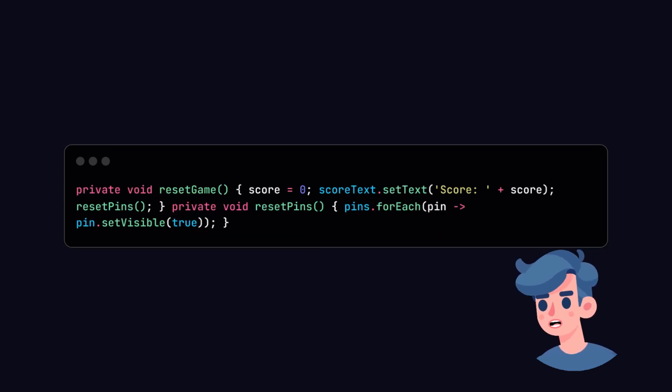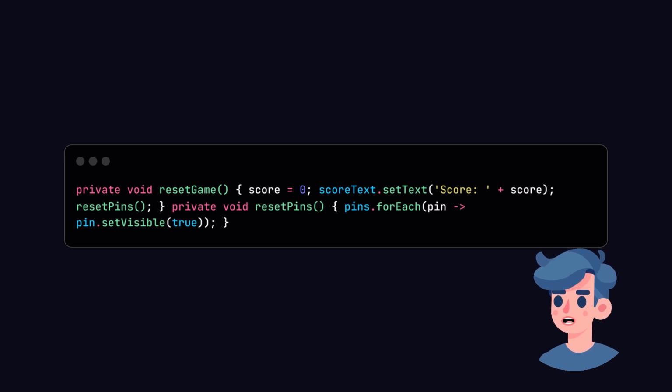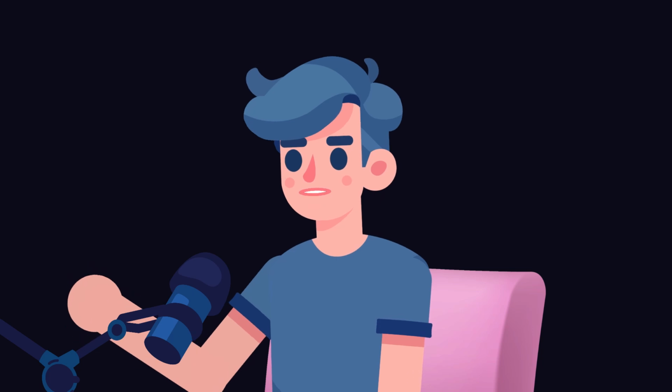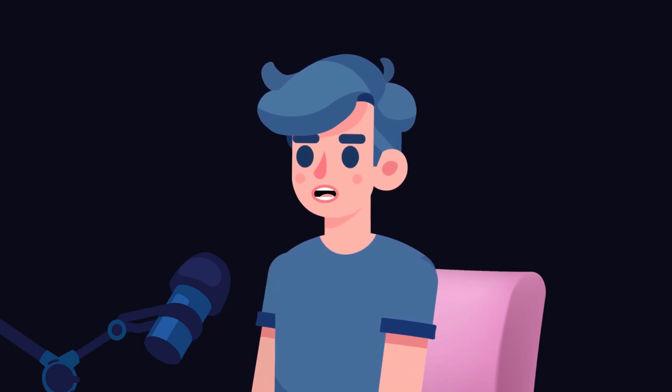After refining our gameplay mechanics, let's add a game reset feature. This will allow players to start a new game after completing a round. Finally, let's wrap everything up with an end screen that will show the final score and allow the player to restart the game. We have successfully created a basic 3D bowling game in Java.